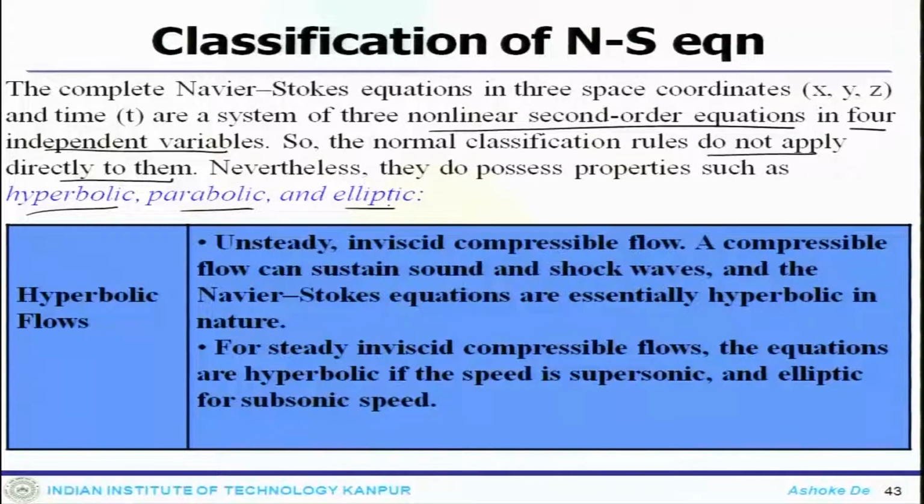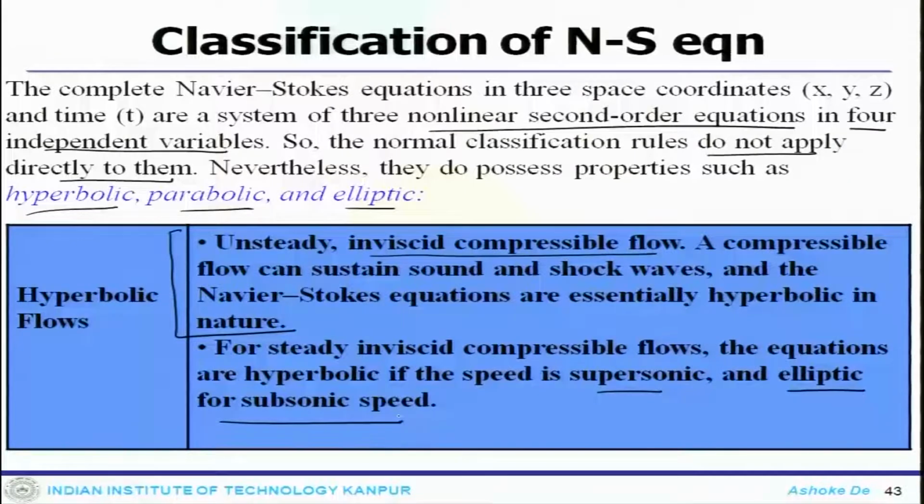How? When the flow is unsteady, inviscid compressible flow, a compressible flow can sustain sound and shock waves, and the Navier-Stokes equations are essentially hyperbolic in nature. So particularly under this condition, the nature of the Navier-Stokes equation becomes hyperbolic. While if you look at the steady inviscid compressible flow, the equations are also hyperbolic if the speed is supersonic, but they are going to be elliptic for subsonic speed.